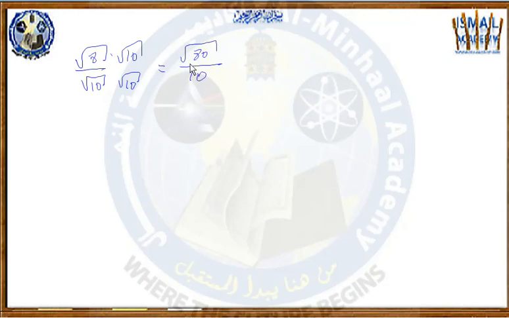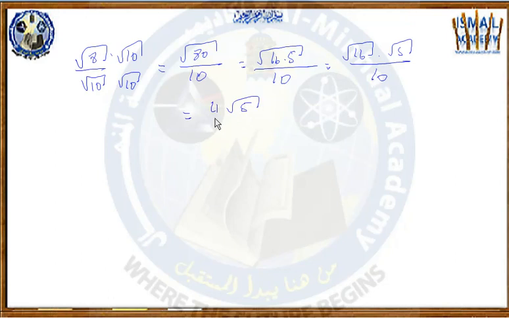Can I pull out a perfect square from the top? Yes. 4 times 20. What else? 16 times 5. So it's going to be square root of 16 times 5 over 10, so square root of 16 times square root of 5 over 10. What is square root of 16? 4 square root of 5 over 10.